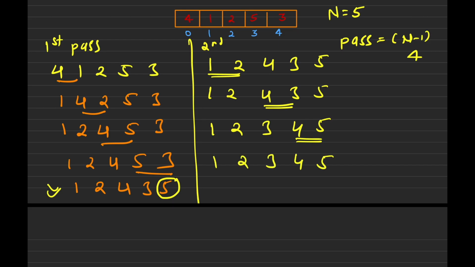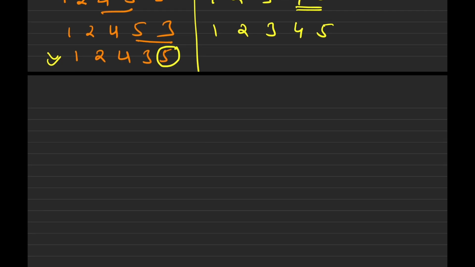Now see, I am completely done with my second pass, and you can observe carefully that two elements came exactly into their correct position. So in the second pass we got two elements in their correct position. In the first pass one element came at its correct position. Now still I need to look after 2 more elements, right? So again I am going to perform 2 more passes, that is the third pass.